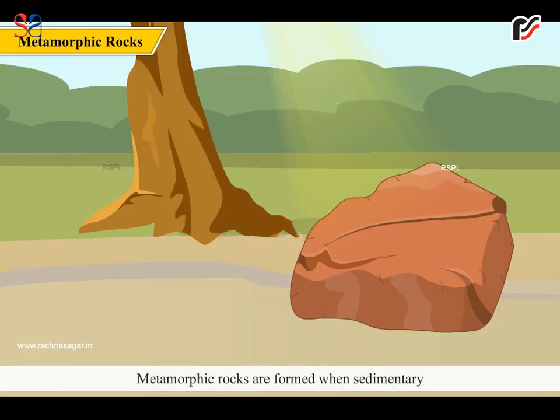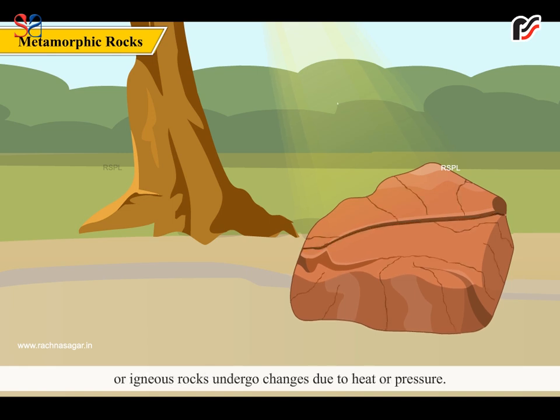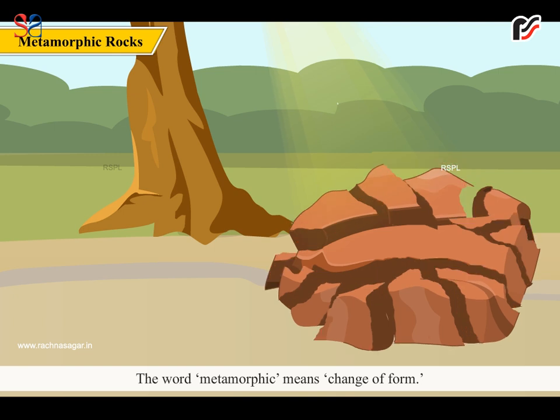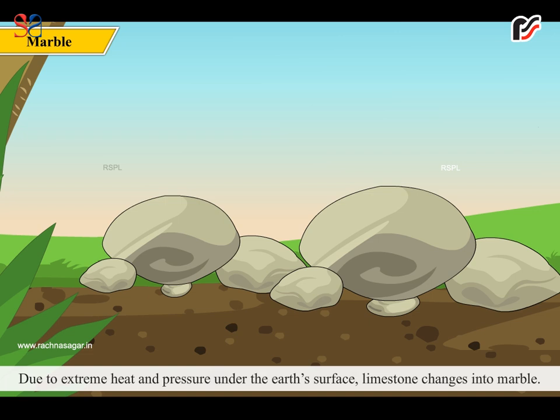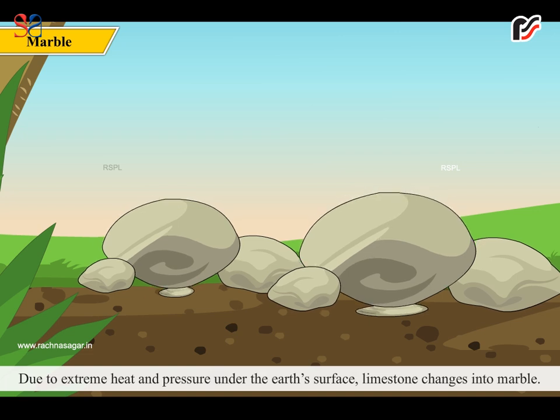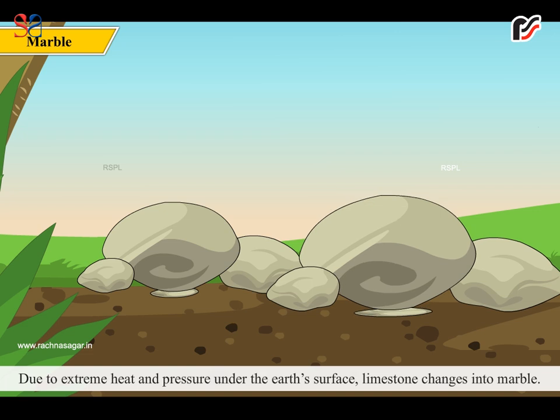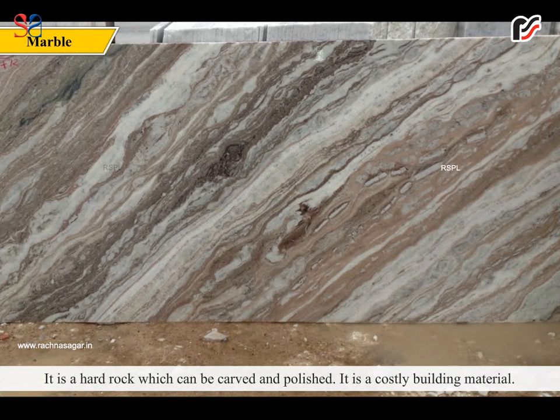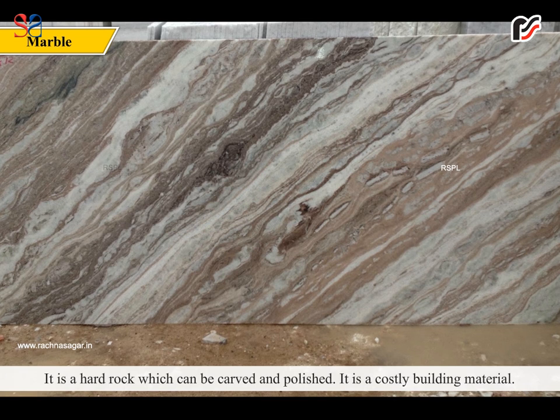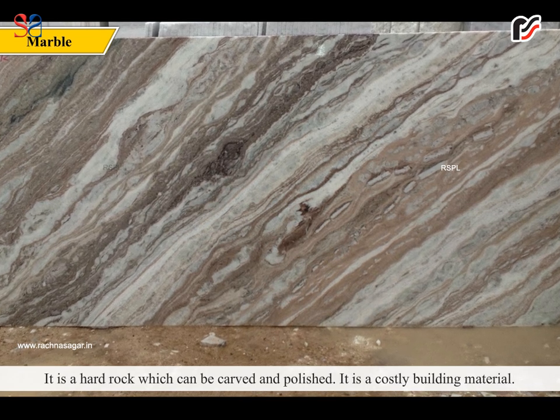Metamorphic rocks. Metamorphic rocks are formed when sedimentary or igneous rocks undergo changes due to heat or pressure. The word metamorphic means change of form. Marble. Due to extreme heat and pressure under the earth's surface, limestone changes into marble. It is a hard rock which can be carved and polished. It is a costly building material.